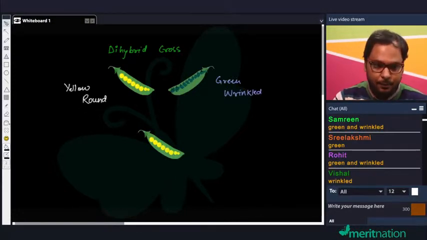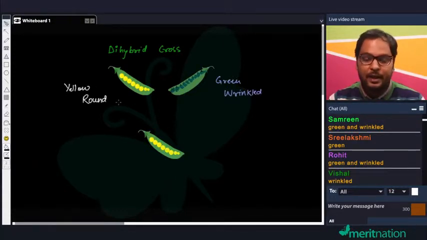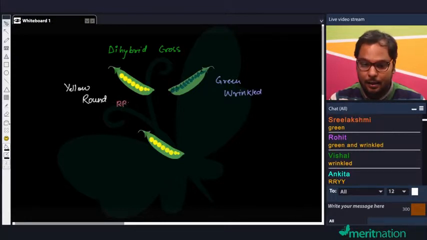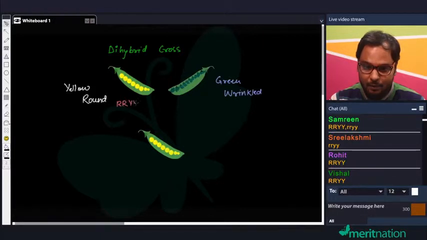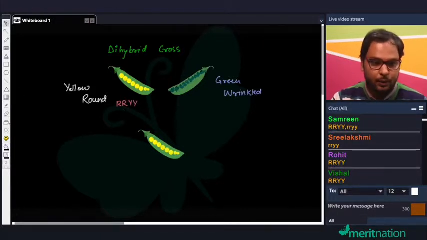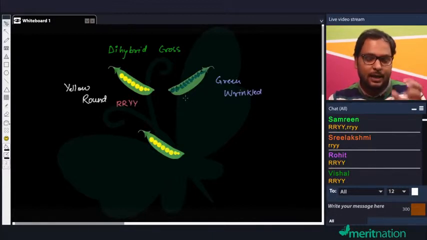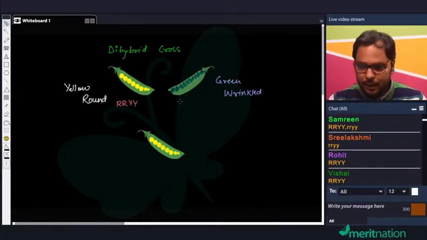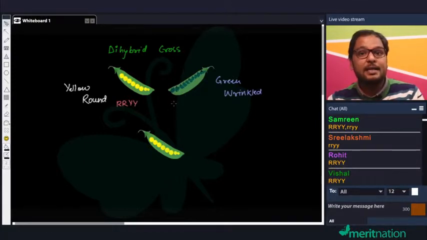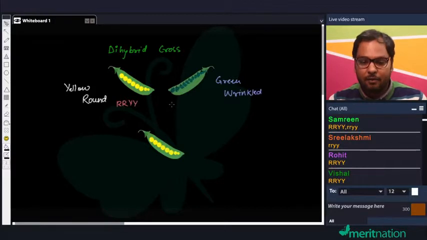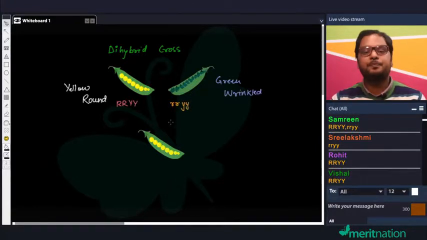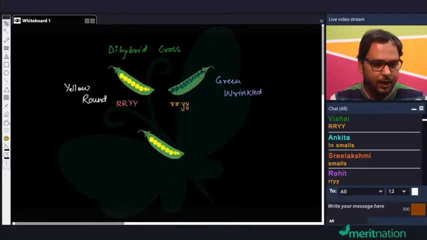What can be the genotype here? If it is yellow and round, the genotype will be capital R and capital Y, because, as we studied in the earlier class, this is a dominant characteristic, so we write it in capitals. As green and wrinkled is a recessive characteristic, we write it in small letters: small r and small y.